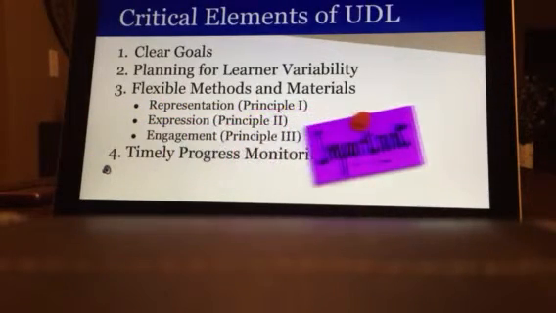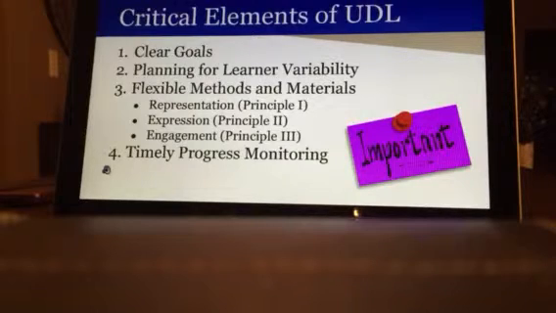The critical elements of UDL, we're going to talk about next in the presentation. When we practice UDL, we as teachers need to have clear goals set for our students. So how can we do that? Planning with learner variability. So again, having lessons that have a variety of ways to get at the same idea or achievement. And the three big things that they talk about in UDL are representation, expression, and engagement. In the next slide, I'll show you a little bit more about each of those three strategies. But that is the flexible methods that are involved.